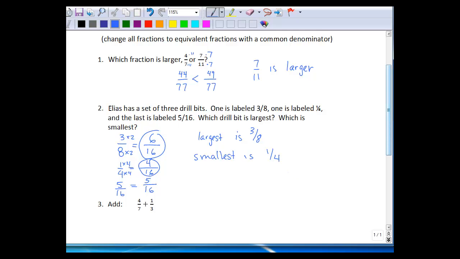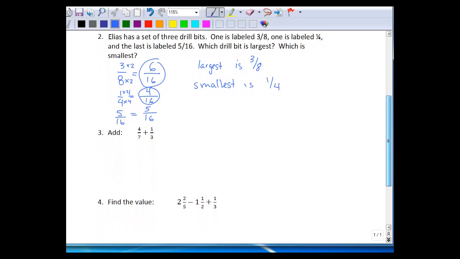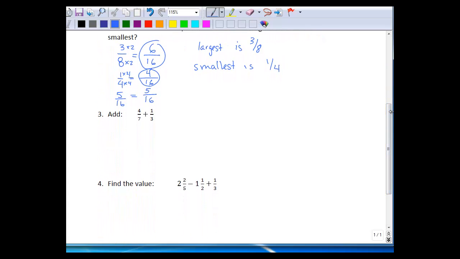Okay, the last two examples here are how to add fractions. Again, to add and subtract fractions, we need to have a common denominator. So what I'm going to do in each of these is convert the 7 and the 3 to a common denominator. So the common denominator of 7 and 3 is 21.